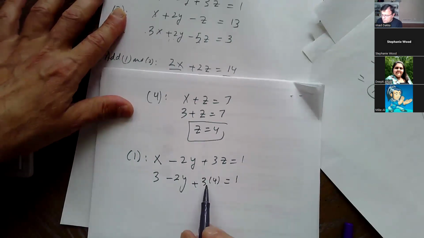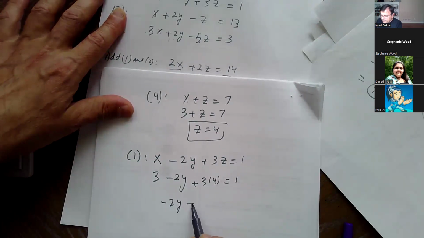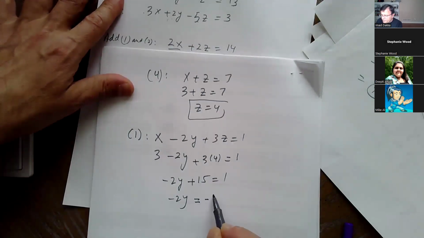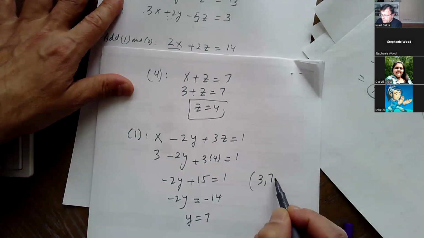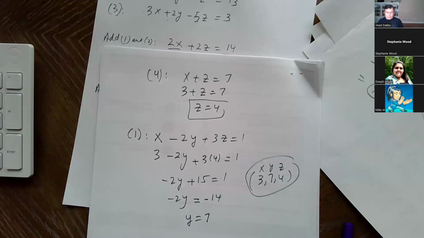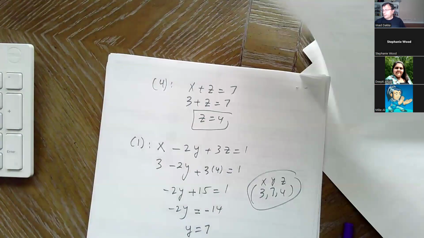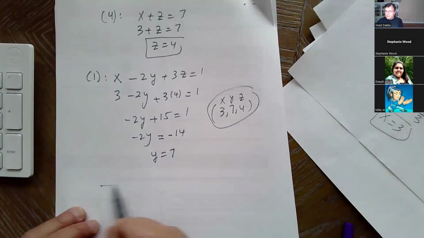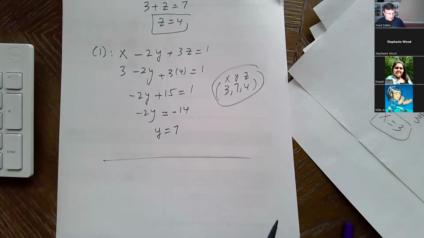So that's 3 plus 12 is 15. 1 minus 15 is negative 14. Divide by negative 2. So x, y, and z. If you don't like elimination, you could do determinants using Cramer's rule, or you could do the Gauss-Jordan elimination method if you want. As long as you know how to do this.